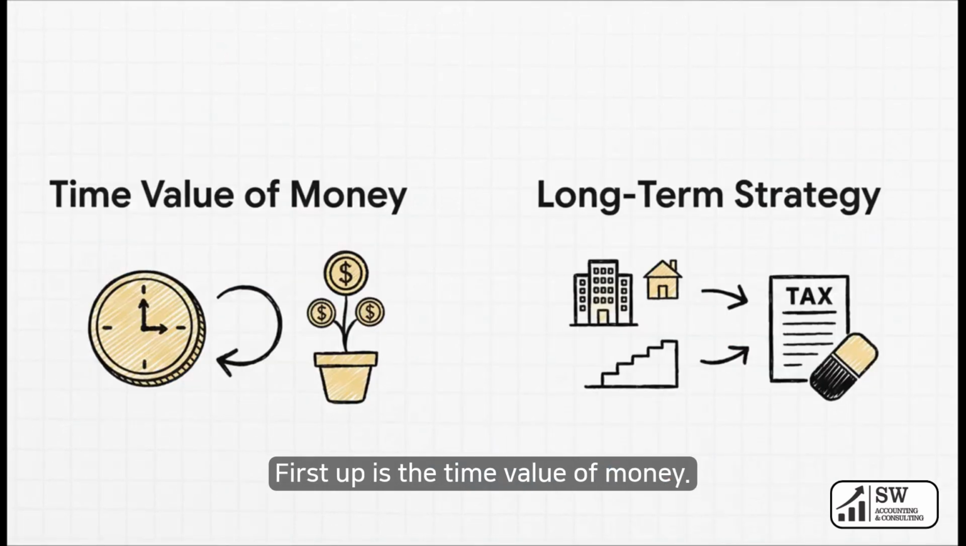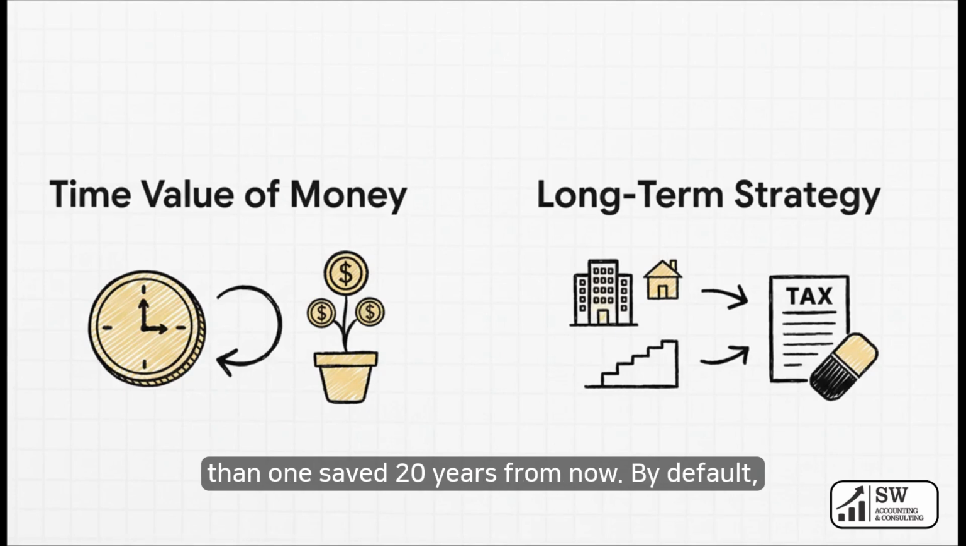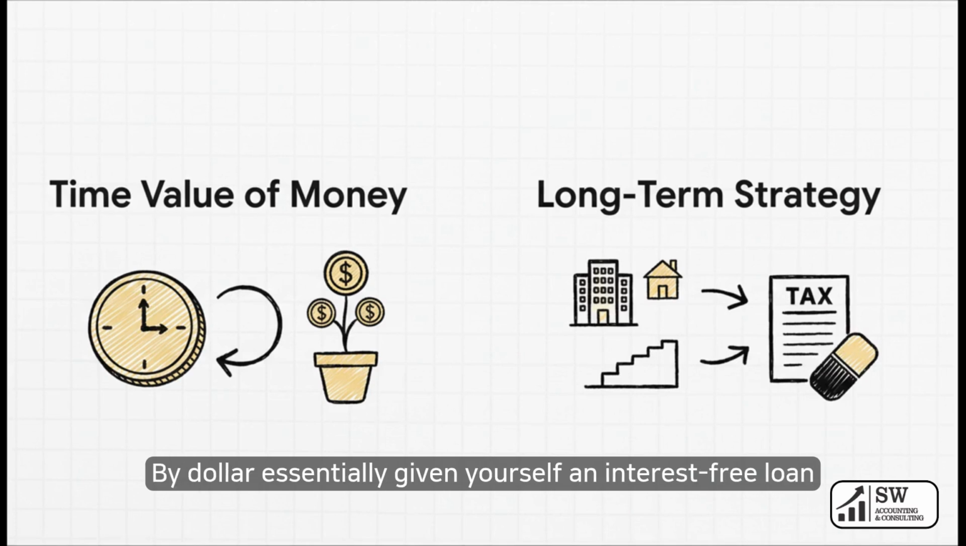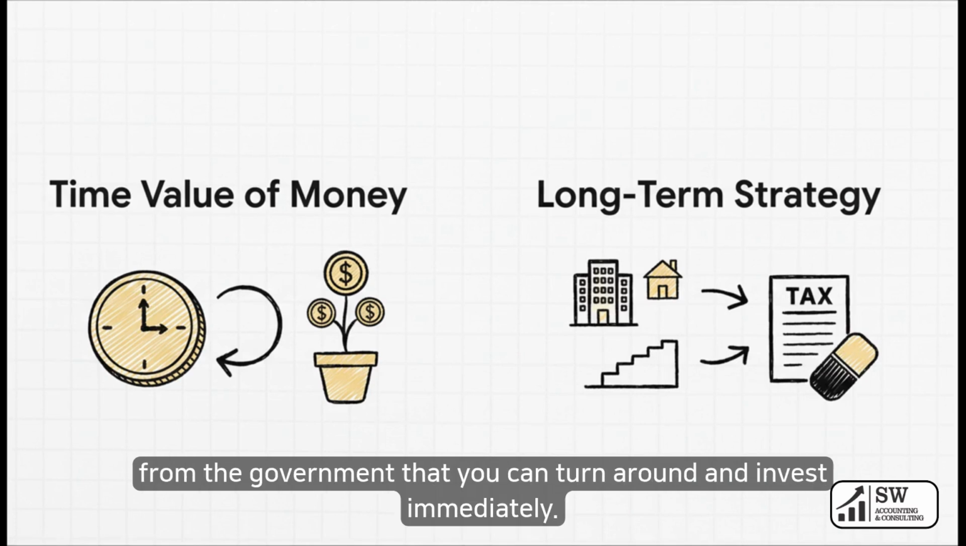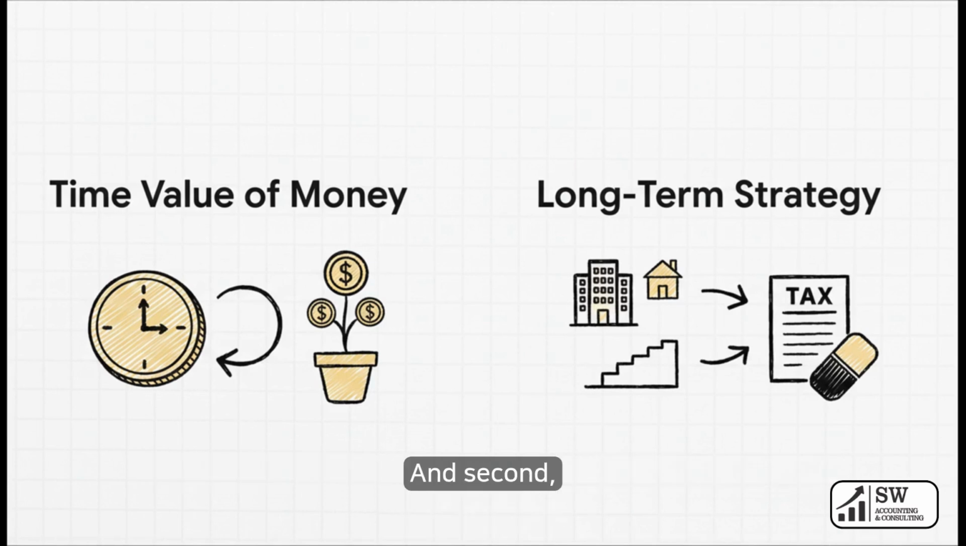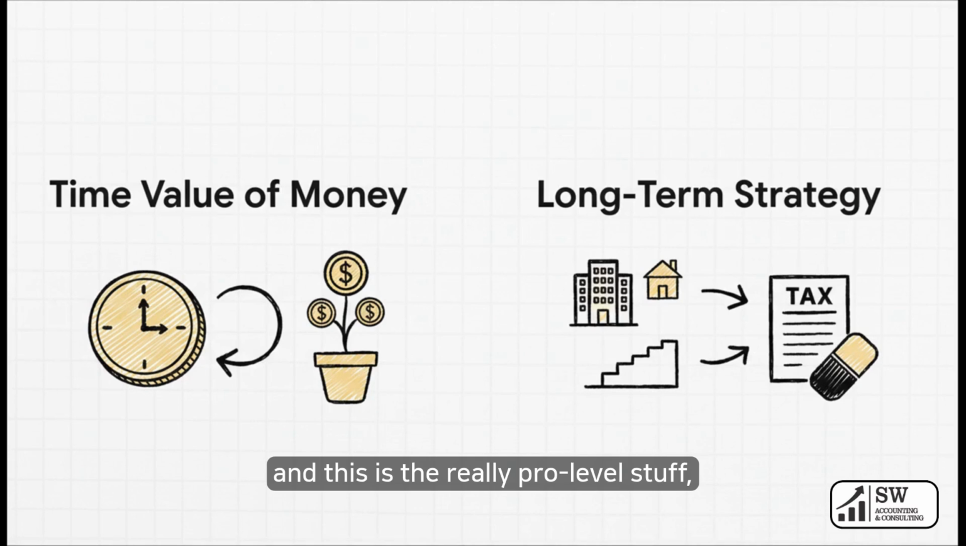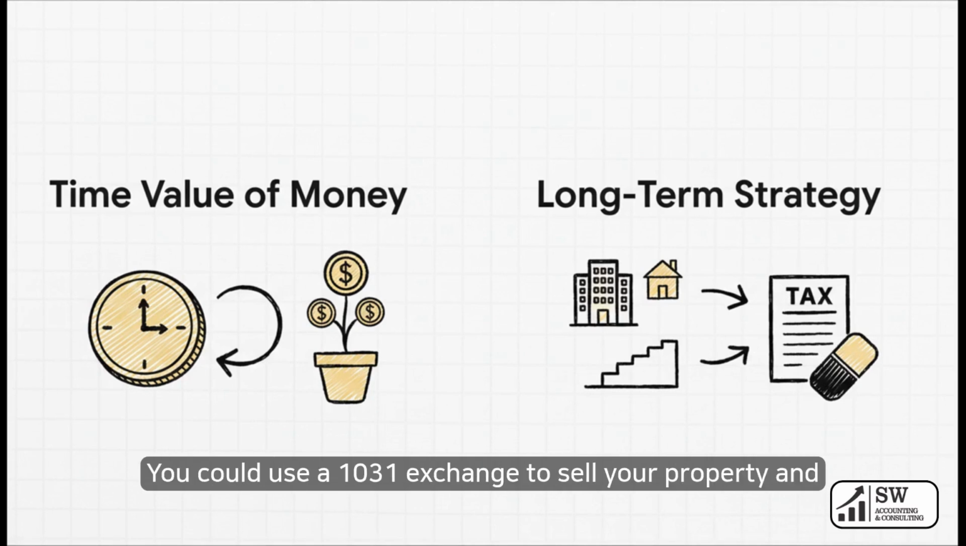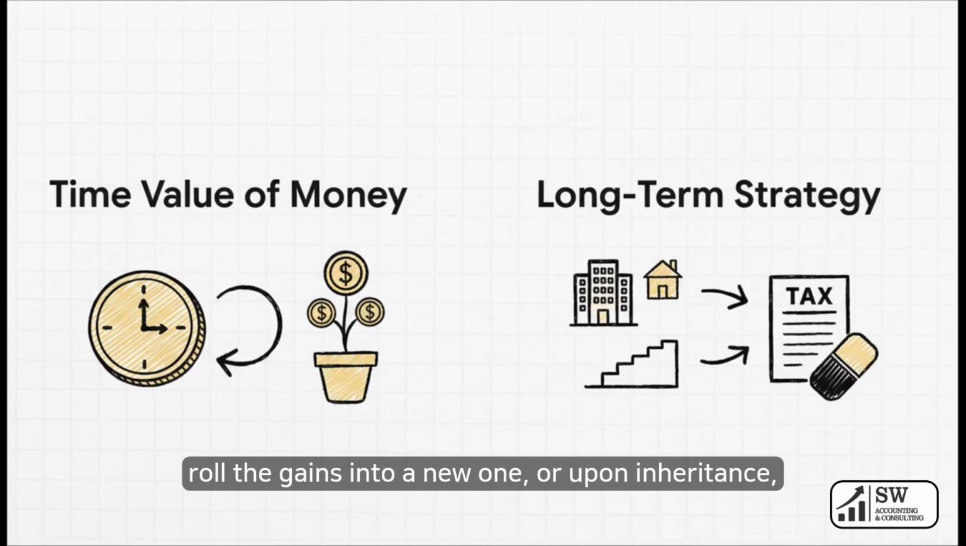First up is the time value of money. A tax dollar saved today is worth far more than one saved 20 years from now. By deferring your taxes, you've essentially given yourself an interest-free loan from the government that you can turn around and invest immediately. And second, and this is the really pro-level stuff, this strategy pairs beautifully with other tax laws. You could use a 1031 exchange to sell your property and roll the gains into a new one, or upon inheritance, a step-up in basis could potentially wipe out the tax liability on that depreciation altogether for your heirs.